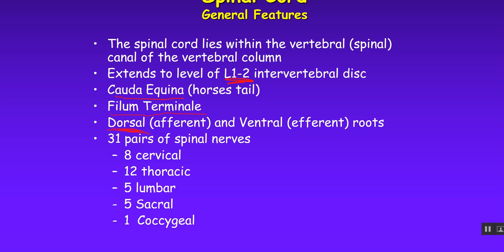Then those end up forming the spinal nerves. The roots come together very quickly to form the spinal nerves. And we have 31 pairs of those: 8 cervical, 12 thoracic, 5 lumbar, 5 sacral, and 1 coccygeal.